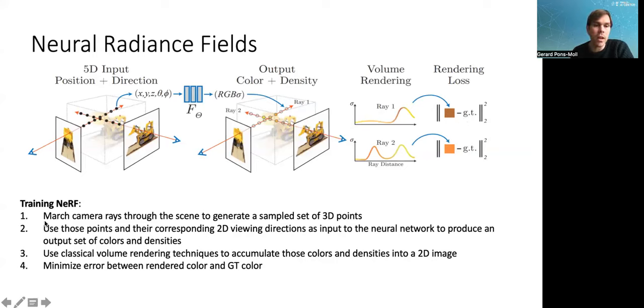Okay, so just to repeat, we march camera rays to generate a set of pixel colors, and then we use this integral to generate this pixel, which we compare against the ground truth, and then we minimize this discrepancy between the ground truth pixel and the generated pixel.